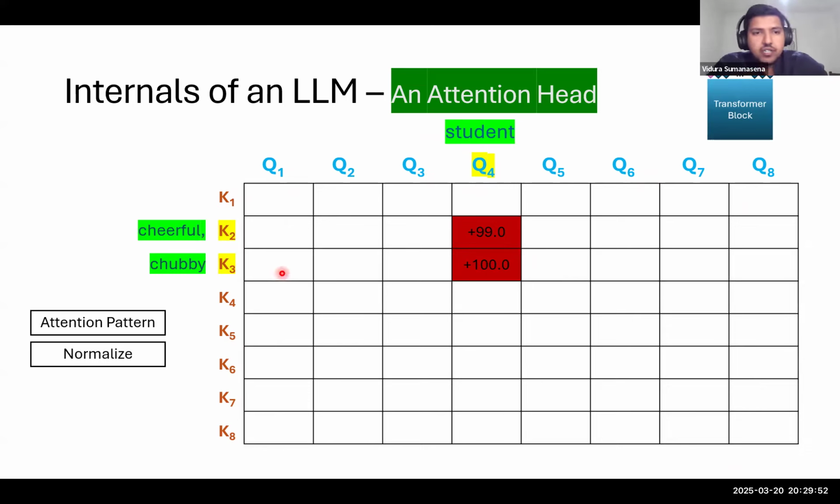Any questions so far on this? So the idea here is you answer the questions using the key matrices, and you ask the question from the query matrices, and basically you get the dot product. If the dot product is high, that means this embedding, or the student, has some connection to this cheerful and chubby in this specific attention head.